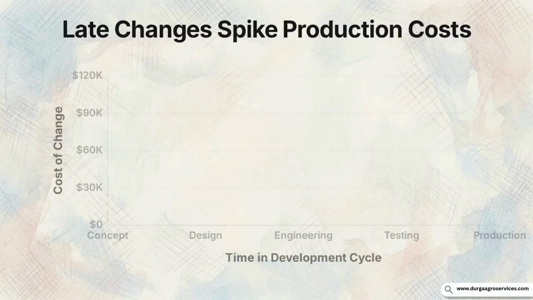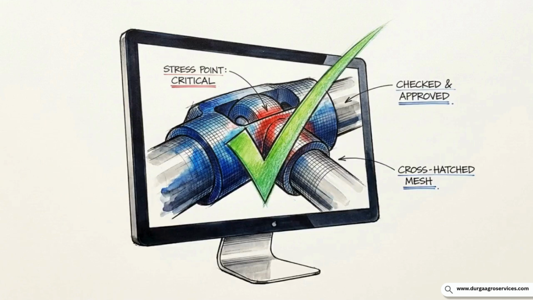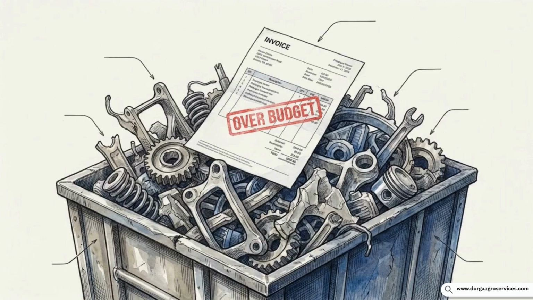This graph illustrates the financial reality of that loop. Plotting the cost of change against time in the development cycle shows a steep exponential curve. A design flaw caught on day one costs nearly nothing to fix. That same flaw discovered during physical prototype testing costs significantly more, as materials, tooling, and labor are already committed.